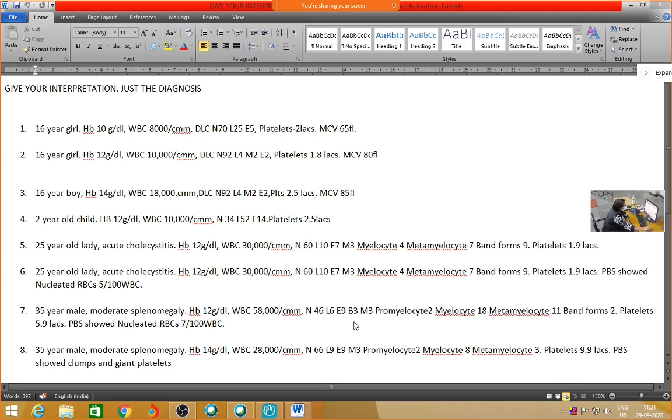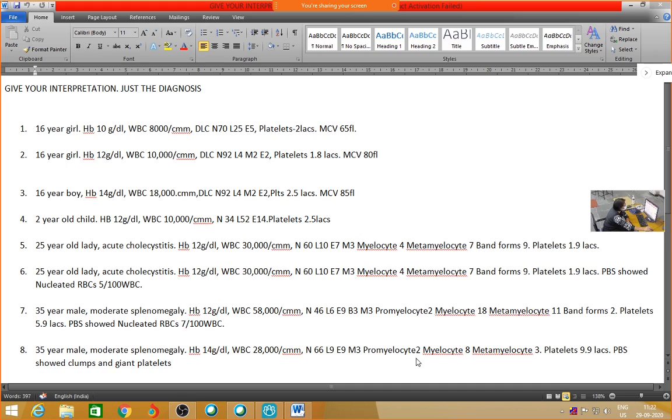See the difference? There is no basophilia. Okay, and platelets are very, very high, 9.9 lakhs. And the peripheral blood shows clumps and giant platelets. So when you see a picture like this, again you will think of a myeloproliferative neoplasm because you are getting proliferation of WBC, you are getting proliferation of the platelets, and the platelets are really proliferating markedly.